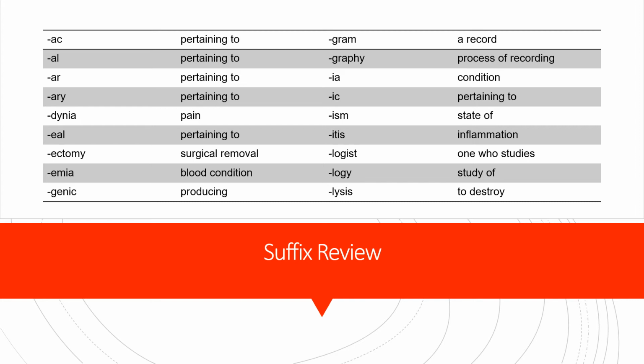Let's review the suffixes that you'll be using to build terms in this chapter. Ac, pertaining to. Al, pertaining to. Ar, pertaining to. Ary, pertaining to. Dynia, pain. Eal, pertaining to. Ectomy would be surgical removal. Emia is a blood condition. Genic, producing. Gram, a recording. Graphy, process of recording. Ia, condition. Ic, pertaining to. Ism is a state of. Itis, inflammation. Ologist is one who studies. Logy, study of. And lysis, to destroy.